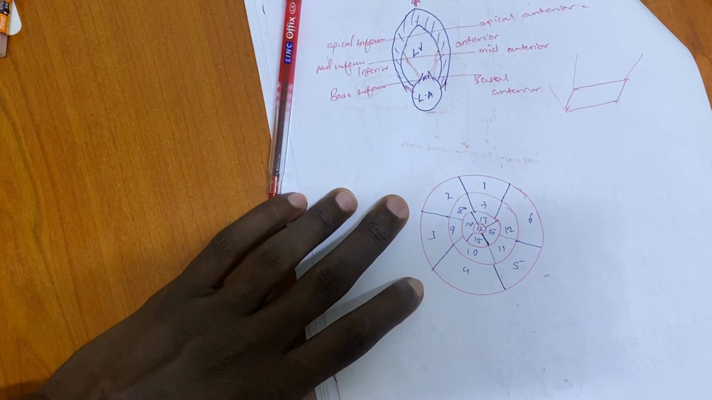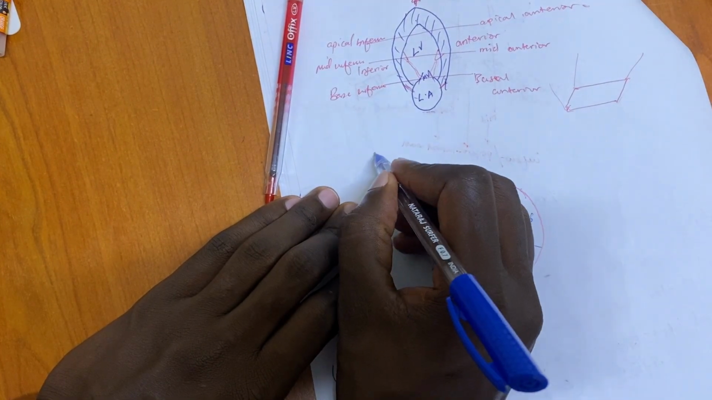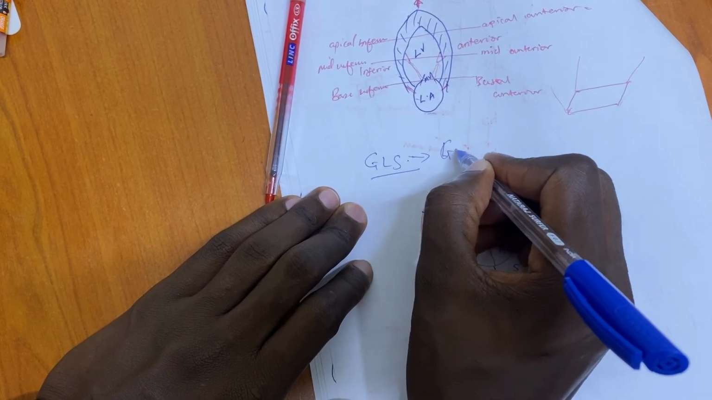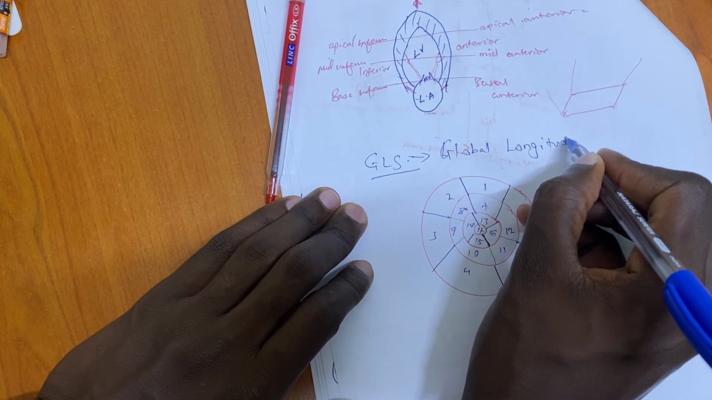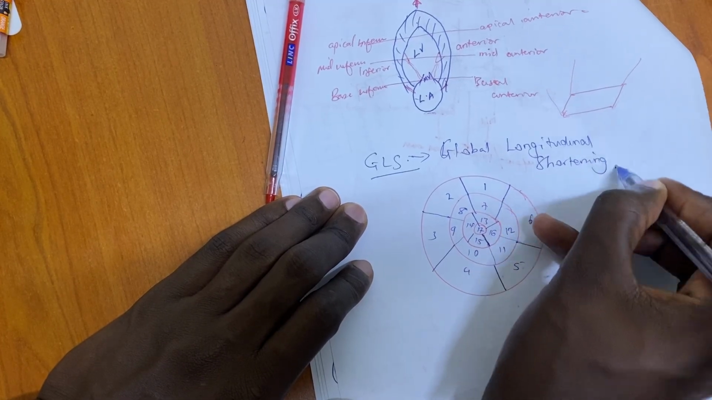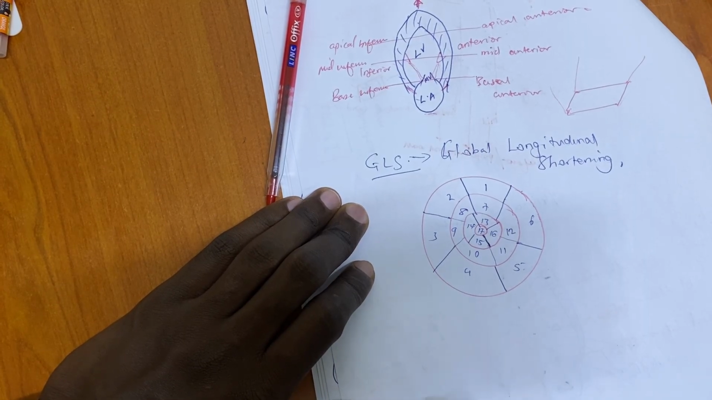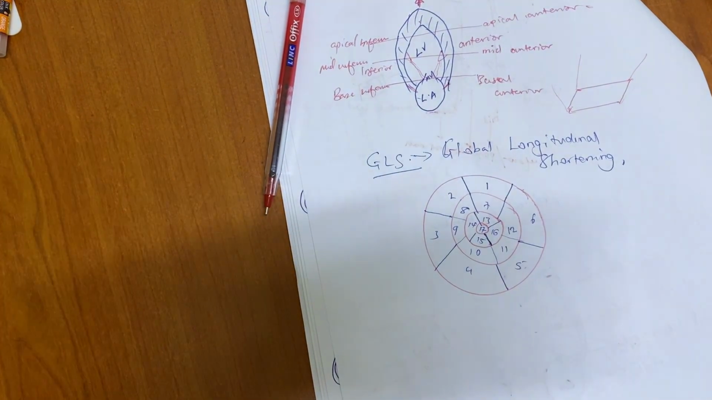You can look at this at once. This bull's eye, if you apply it, there's a modality called GLS. What is it? Global longitudinal shortening. We use this bull's eye with different colors to show that this part is moving, this part is not moving. But for now, you first go and see your patient. It's 3:30.